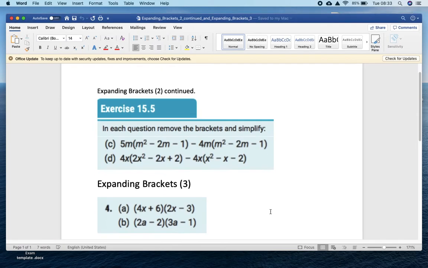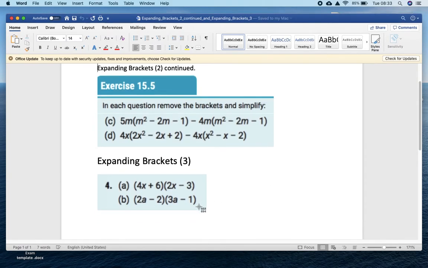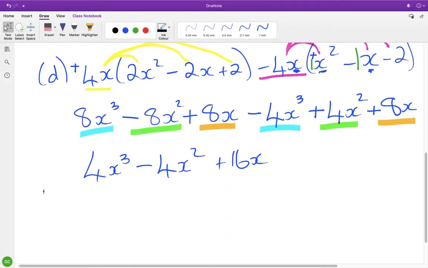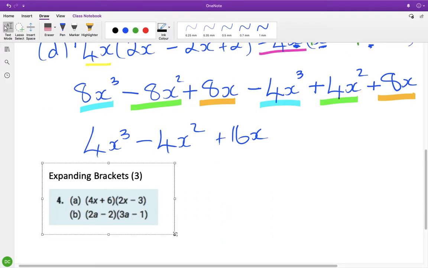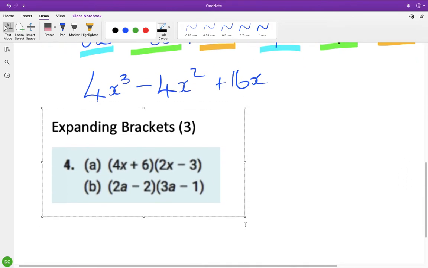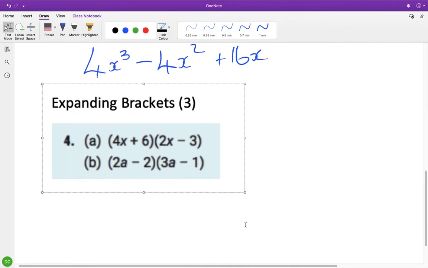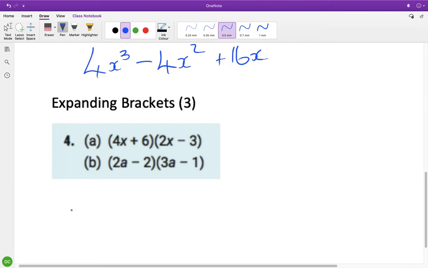Okay, so that's expanding brackets 2 done. So here is expanding brackets 3. Okay. So this is the one where you split the first and multiply by the second.